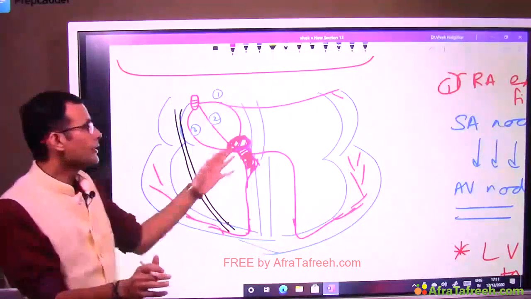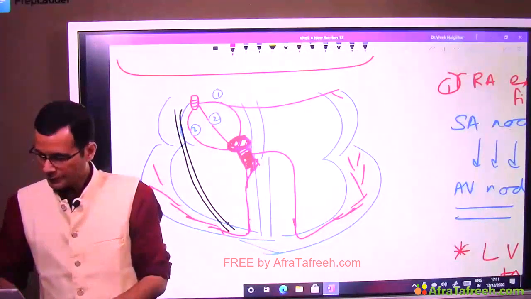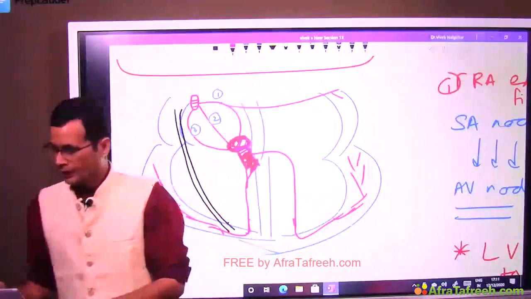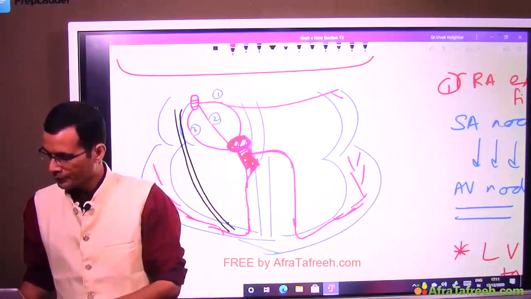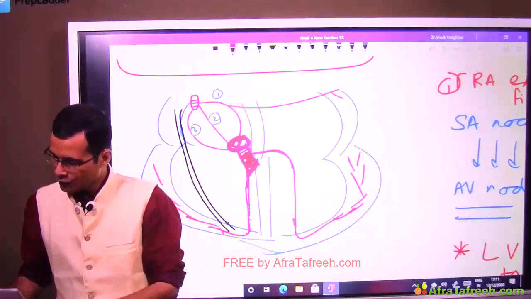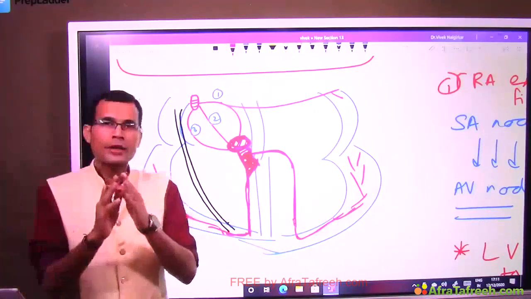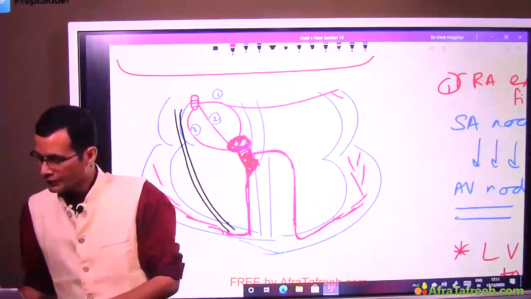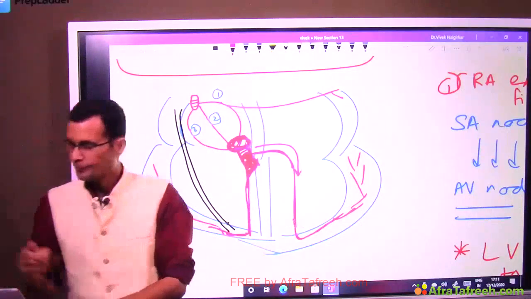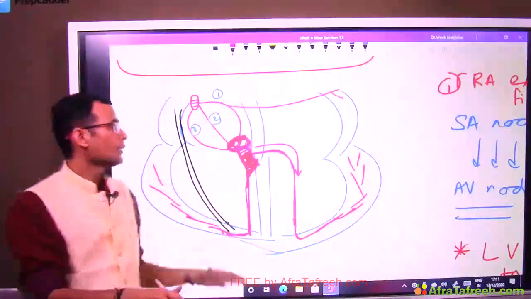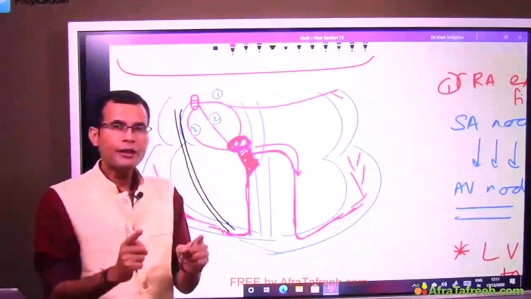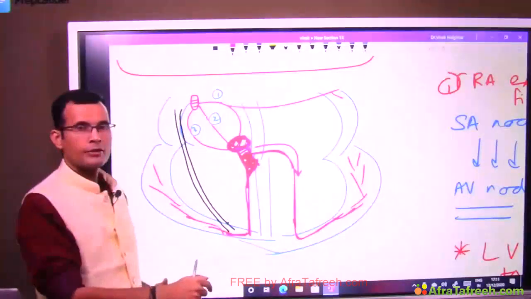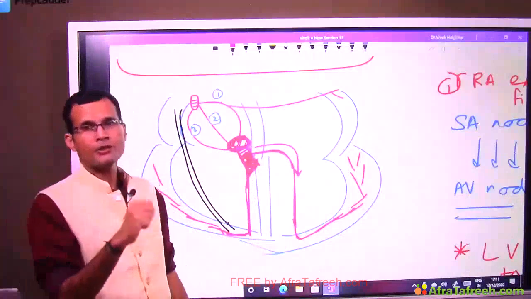Now what you should note is, the bundle runs a certain distance, but it gives off the left branch first. It gives off the left branch first, and then the bundle itself continues downward as the right branch. You can note in the diagram that the impulse enters the left branch first, and therefore, as we said just now, left ventricular excitation starts first, ahead of the right ventricle, because the impulse is entering the left branch first.